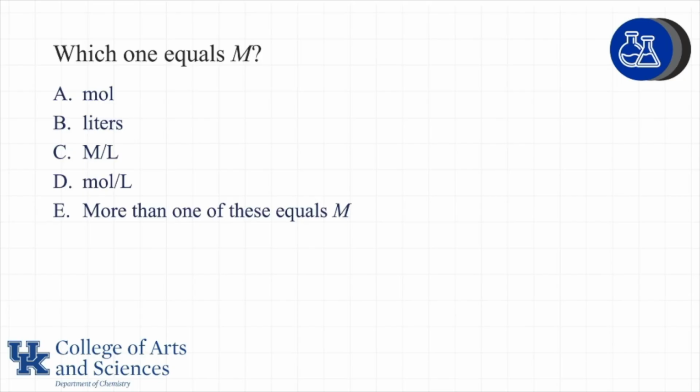Which one equals molarity, or capital M? D is the correct answer, moles over liters. Students will often write molarity over liter, capital M over a liter, but this is incorrect. Note that M over L means moles over liters, which is not the relationship we're looking for. Be careful in what unit you're using here.